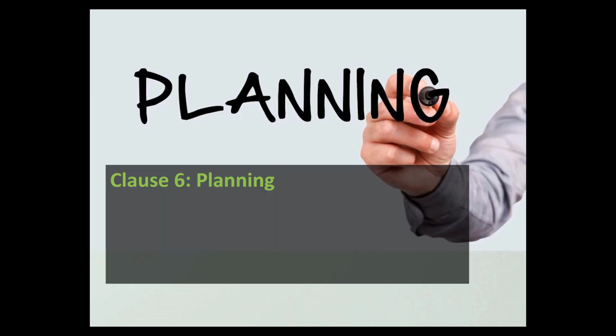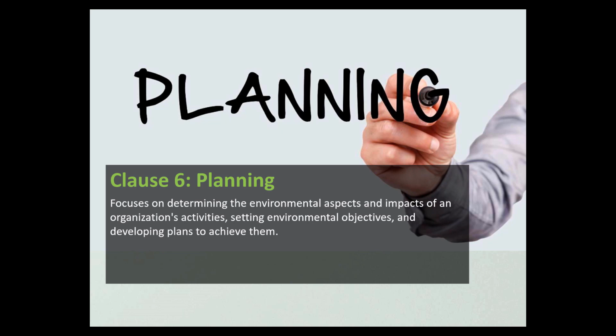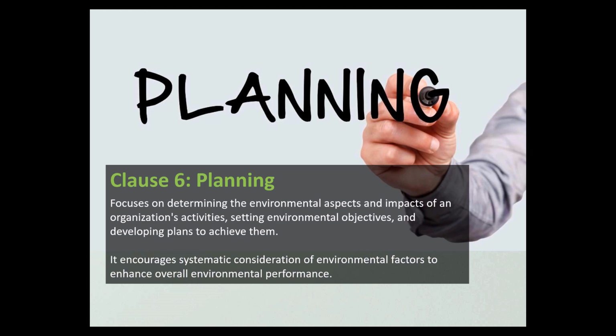Clause 6 covers planning. So again, plan, do, check, act. In order to succeed, you need to plan, and that is covered in Clause 6. Clause 6 focuses on planning for your environmental management system. An important topic and concept within 14001 is this concept of environmental aspects. So you have to identify your environmental aspects, and that is found within Clause 6.